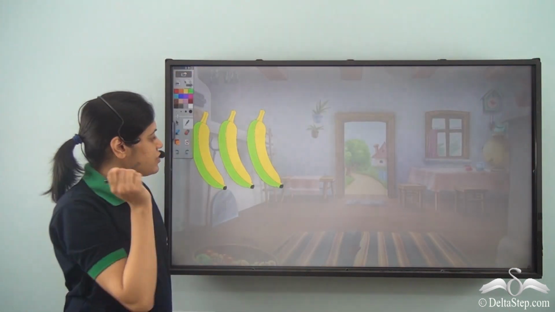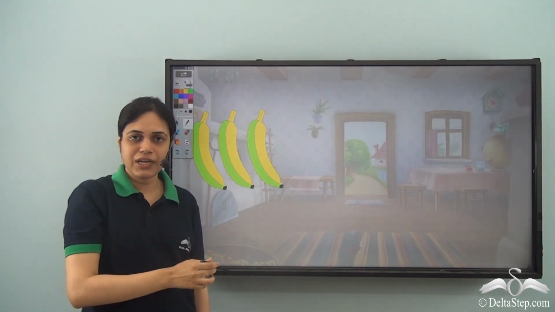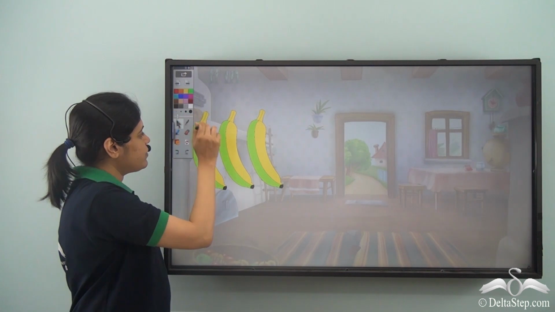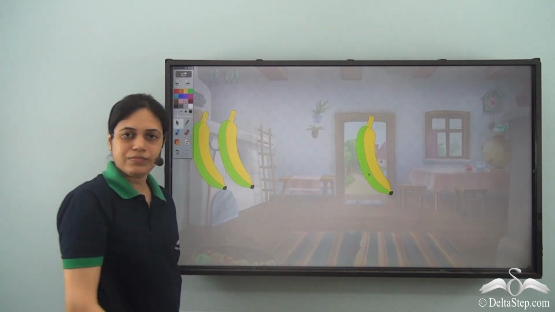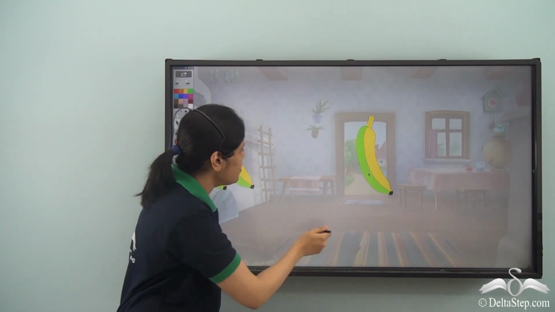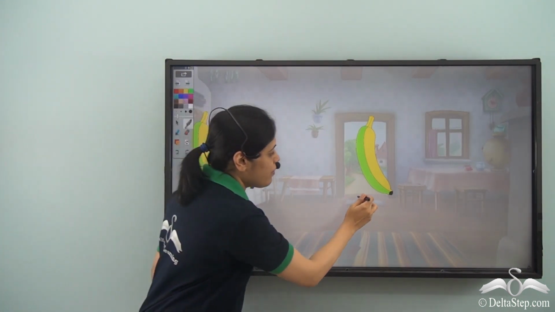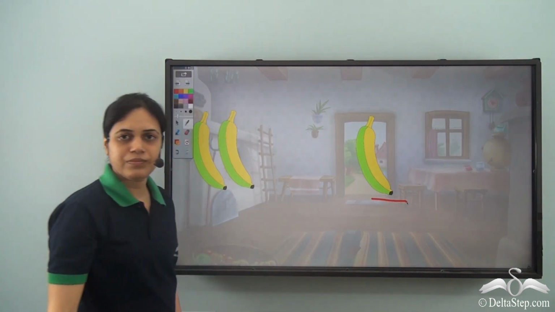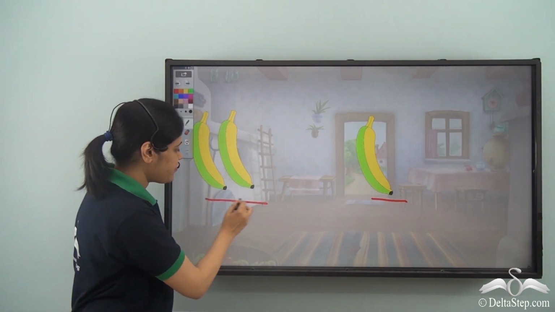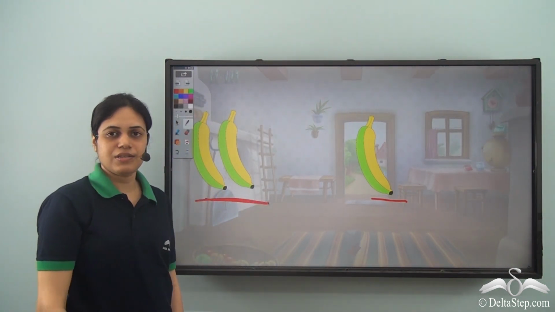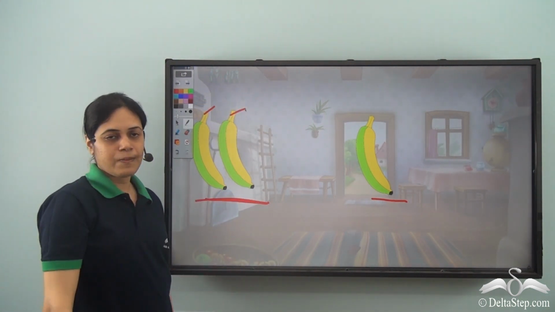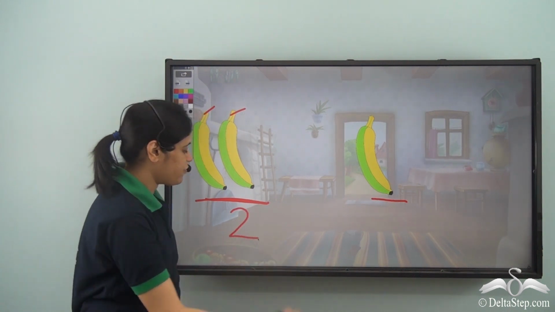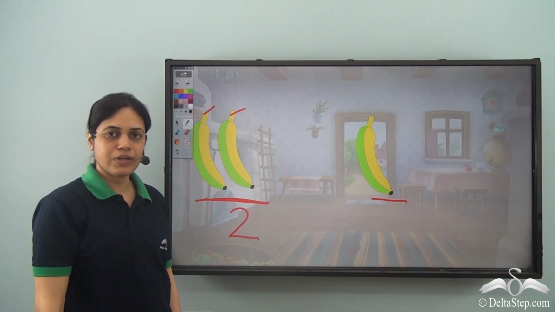So what happened was Mary had three bananas. The naughty bird came and took away one banana. So this banana was taken away by the naughty bird, and Mary is left with these bananas. Let's count how many. One, two. So Mary is left with two bananas.